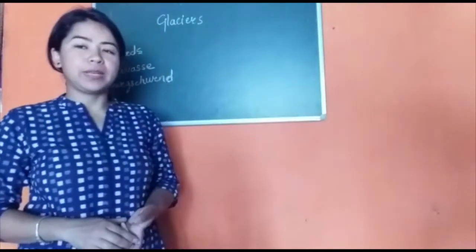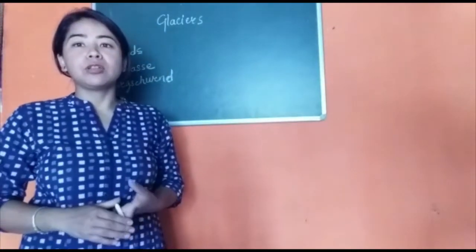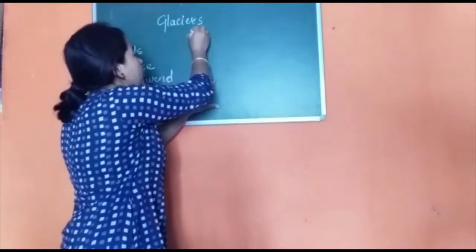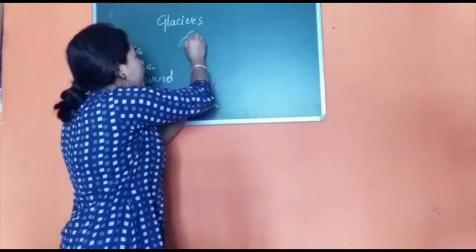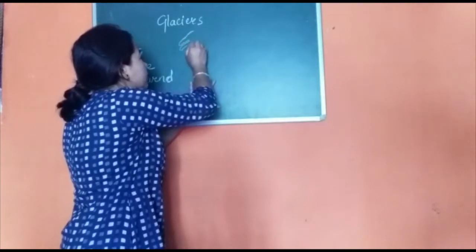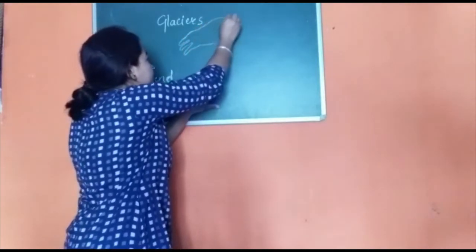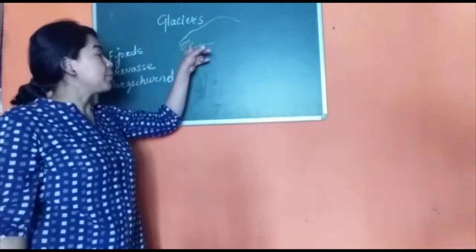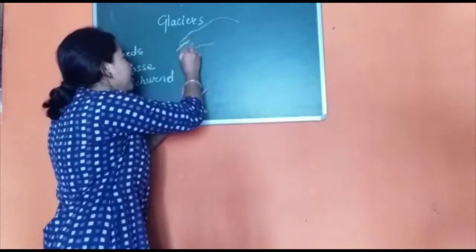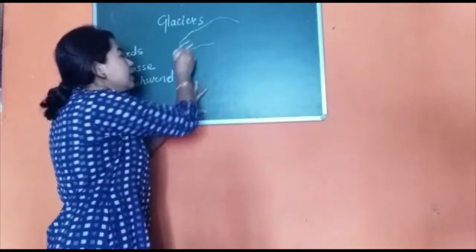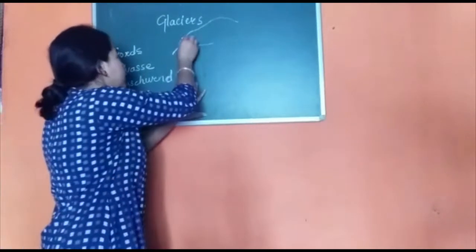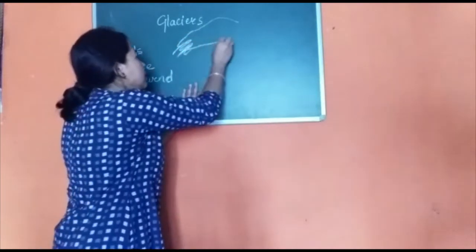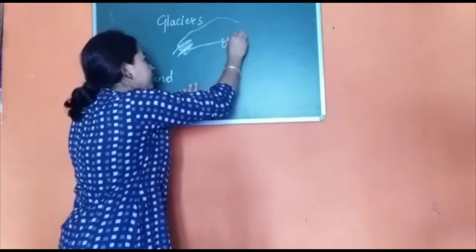Norway is a place which is known for the formation of fjords. If you look at the map of Norway, you can see this type of feature at the upper portion. This narrow inlet of sea is known as a fjord. This is a fjord.